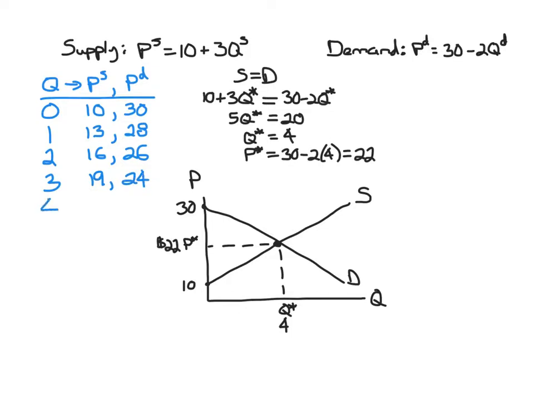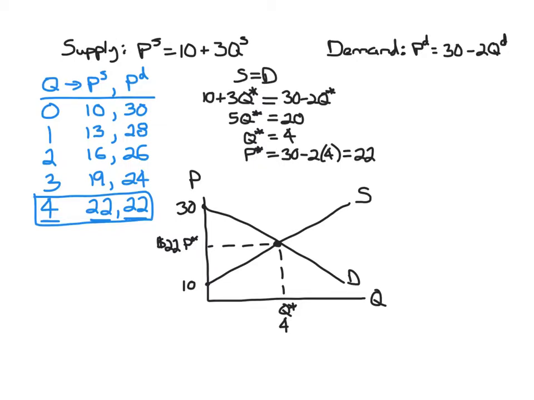Still no match, and then we should get a match once we get to 4. 10 plus 12 would be 22, and the demand curve 30 minus 8 would be 22. All right, so we finally have our match at a quantity of 4. Both the supply price and the demand price are 22, right? So at a quantity of 4, both the supply price and the demand price are 22. So that's our equilibrium.